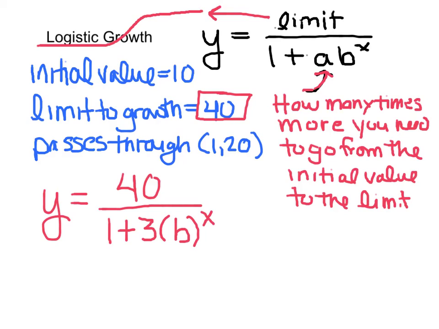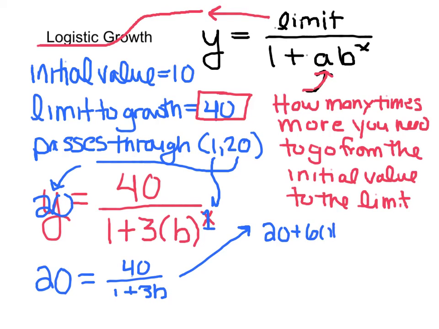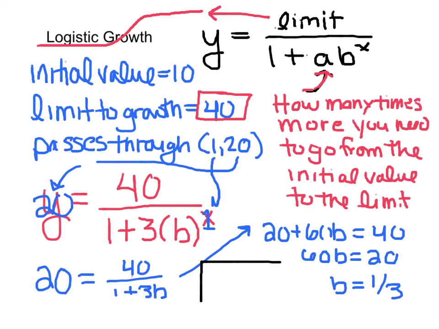And now if I want to solve this equation for b, I need to replace the 20 and put it in for y, and take the 1 and put it in for x, and solve the equation. So now I have 20 equals 40 over 1 plus 3b. If I cross multiply, I end up with 20 plus 60b is equal to 40. If I solve that equation, I get 60b equals 20, and so b is equal to 20/60ths, which is 1/3. And so my answer is y is equal to 40 divided by 1 plus 3 times 1/3 to the x.